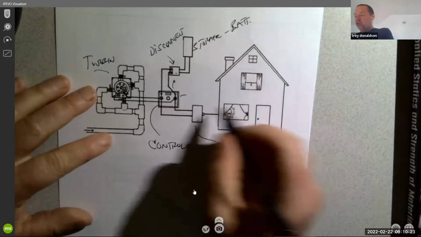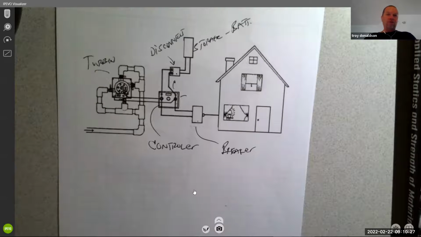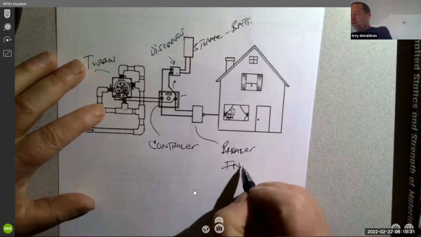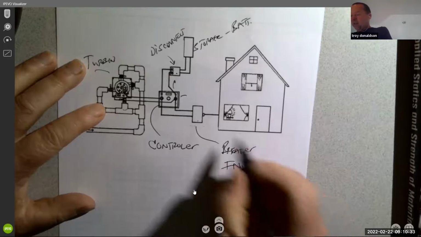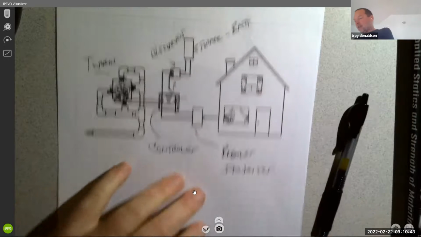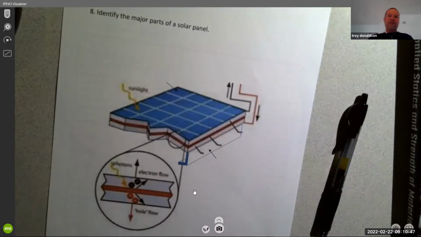Now, if we're going to use it straight into the house, then there would be an inverter somewhere to convert that. So this could be an inverter. And then the breaker panel is inside the house somewhere. So I'll take any and all of that. Basic components though, hopefully you got those in there somewhere. Sorry about the horrible graphics.